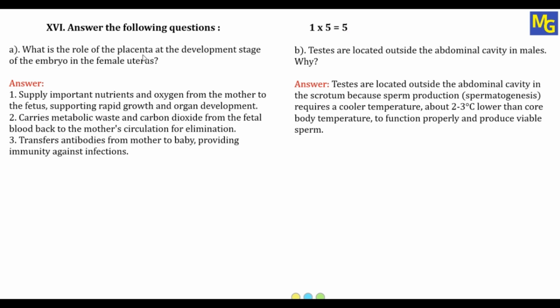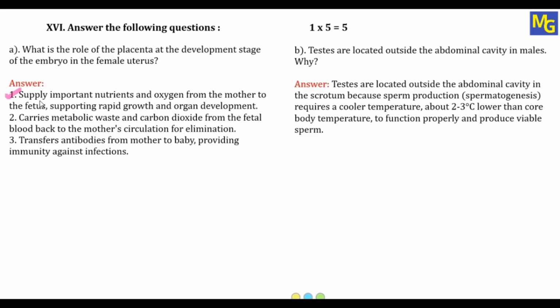So what is the role of placenta at the development stage of the embryo in the female uterus? So what is the role of placenta? We have to explain, which is a very important question. Many of the times these questions will be repeated. So placenta, it is the main connection between the fetus and the mother.